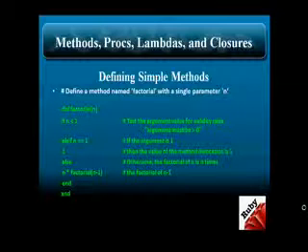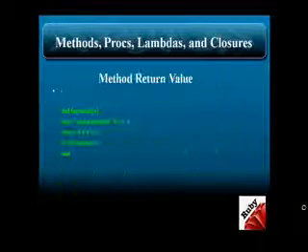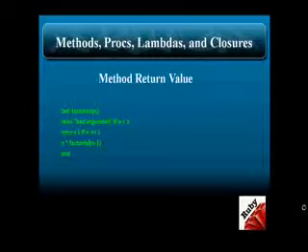Method return value. Methods may terminate normally or abnormally. Abnormal termination occurs when the method raises an exception. The factorial method shown earlier terminates abnormally if we pass it an argument less than 1. If a method terminates normally, then the value of the method invocation expression is the value of the last expression evaluated within the method body. In the factorial method, that last expression will be either 1 or n times factorial of n minus 1.